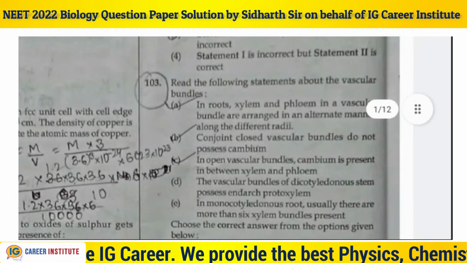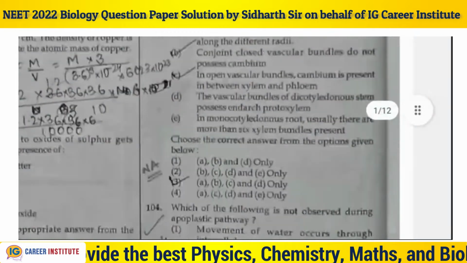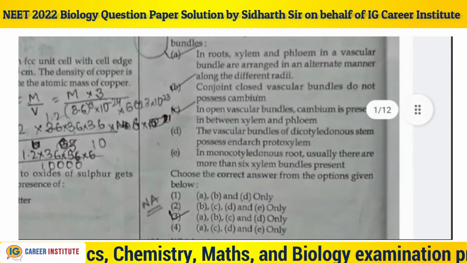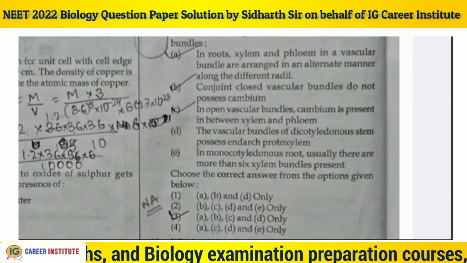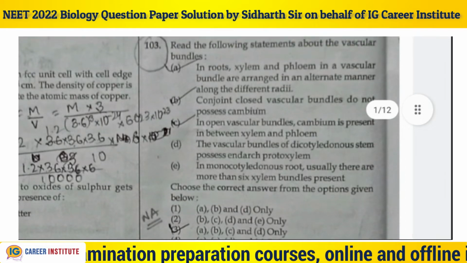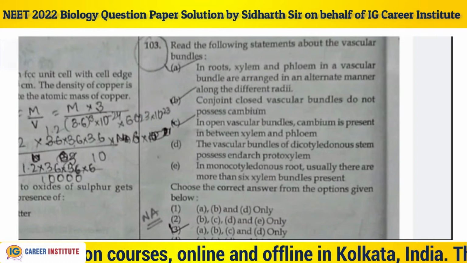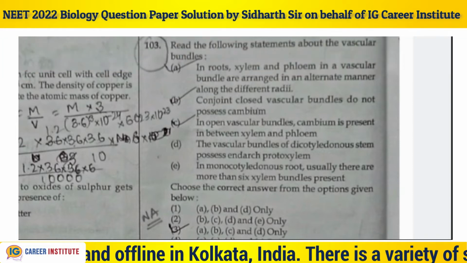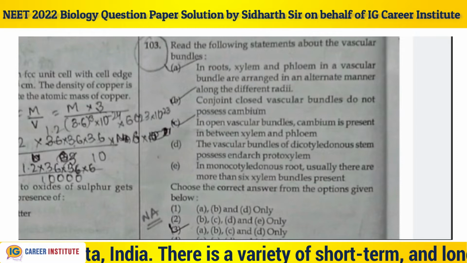Read the following statements about the vascular bundles, right? We have to read certain statements, and after that we have to say which options are correct and which are not correct. Let's read the statements. In roots, xylem and phloem in a vascular bundle are arranged in an alternate manner along different radii. Direct line from NCERT, plant anatomy. Again, conjoint closed vascular bundles do not possess cambium. If it's open, then it has cambium and shows secondary growth. Another line from NCERT.